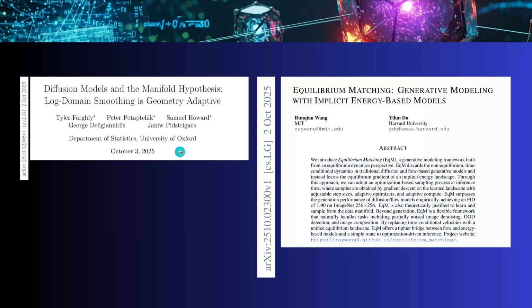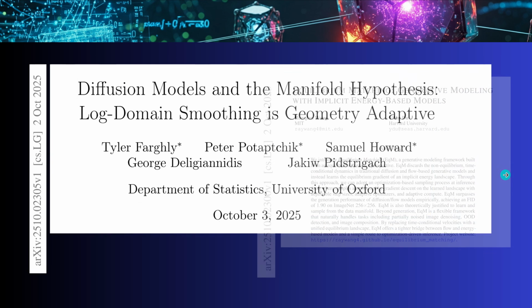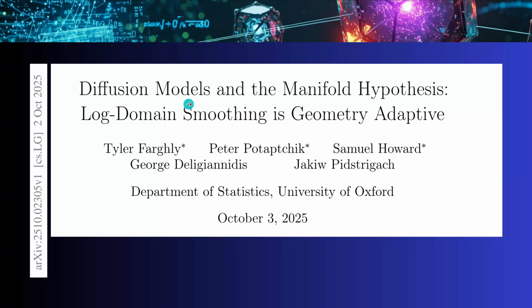Those are our two papers: University of Oxford, October 3rd, 2025, and MIT and Harvard University, October 2nd, 2025. At first we have to understand the first paper, and then we will jump immediately to paper number 2. So here we go. Diffusion models and the manifold hypothesis that is connected now with adaptive geometry.